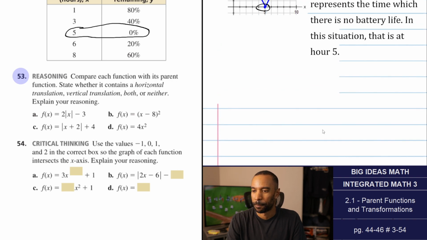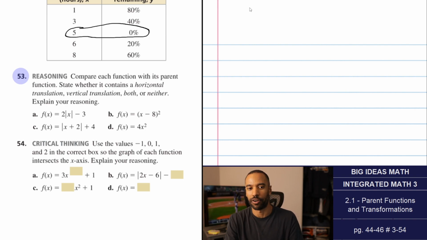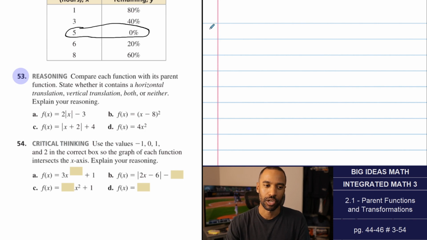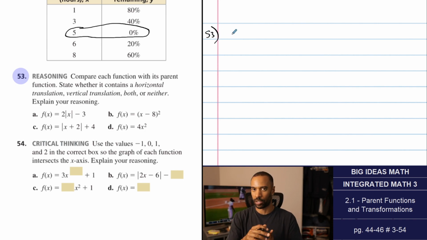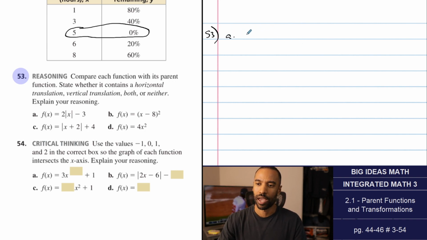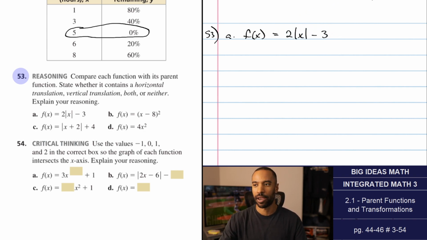Number 53. Let's go on to the next page. Compare each function with its parent function. State whether it contains a horizontal translation, vertical translation, both, or neither. Explain your reasoning. I don't plan on graphing them unless they ask me to. I think here they do want you to start working off the equations and making sense of what they have. So part A, we have f of x equals 2 times absolute value of x minus 3. Now, this compares to its parent function, which is f of x equals absolute value of x, right? It's an absolute value function.